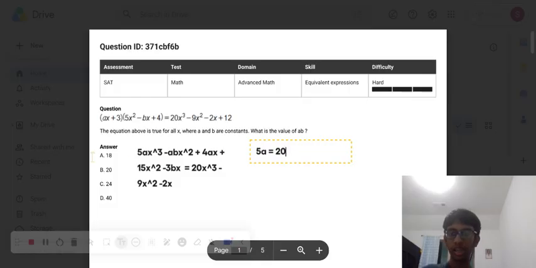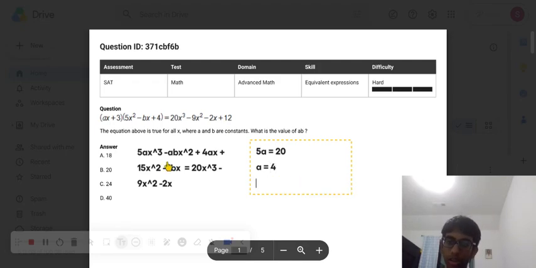And how are we getting that? Well, we know that 20x to the third is our only value with x to the third, and 5a x to the third is also the only one on our left side. So 5a should be equal to 20, right? So that means that a should be equal to 4.